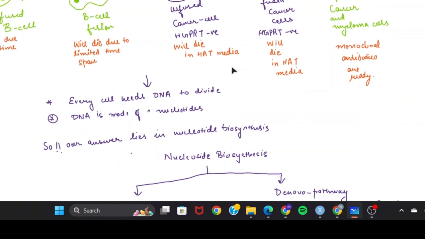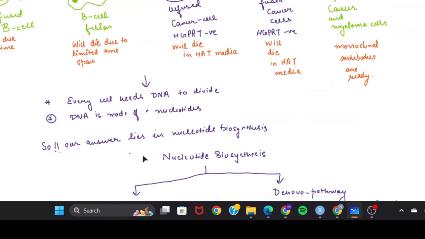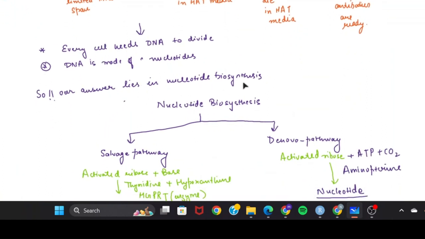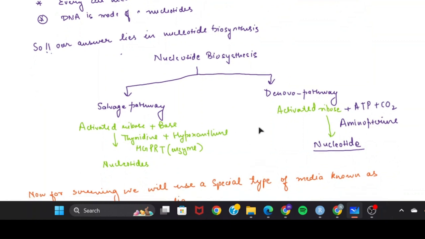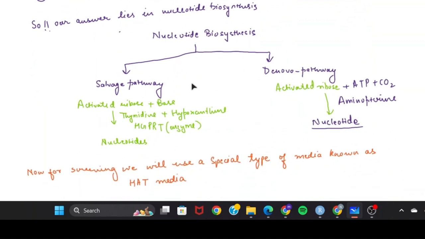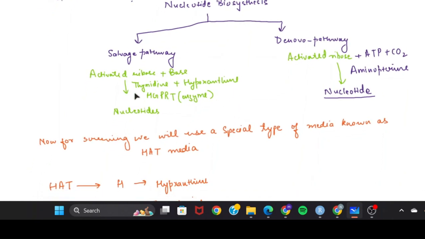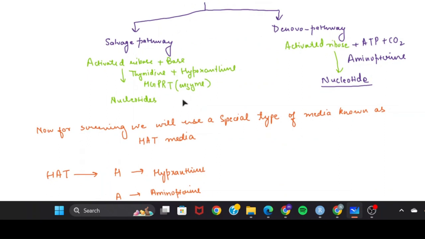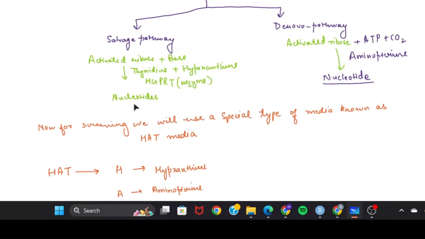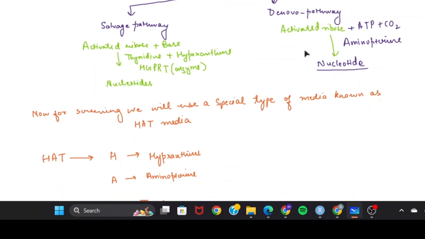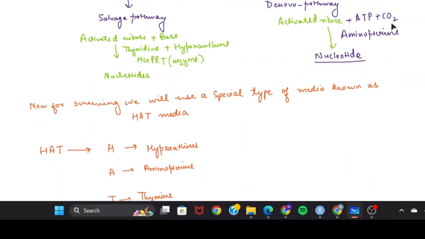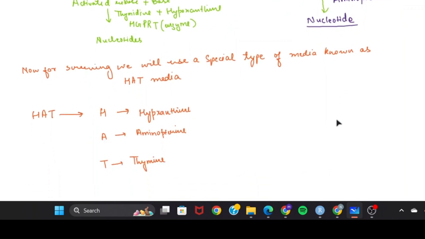So every cell needs DNA to divide, and DNA is made up of nucleotides. So the answer lies in the nucleotide biosynthesis. Nucleotide biosynthesis involves two pathways. One is salvage pathway and one is de novo pathway. Okay, so in salvage pathway, we have an activated ribose plus base, thymidine, hypoxanthine, and one enzyme is involved. Very important enzyme is HGPRT. So for salvage pathway, we need this HGPRT enzyme to synthesize the nucleotide. In de novo pathway, we have activated ribose plus ATP, CO2, and we produce the nucleotide.